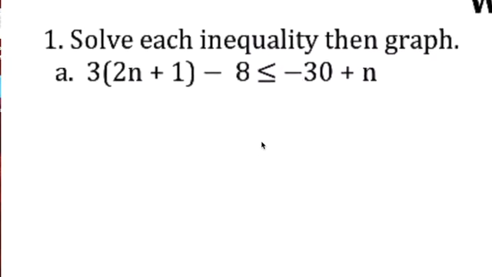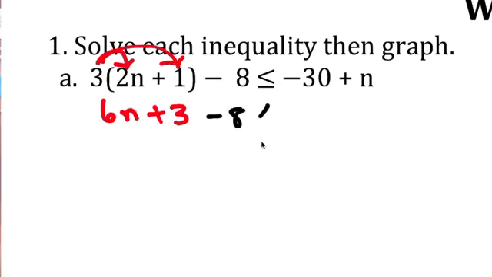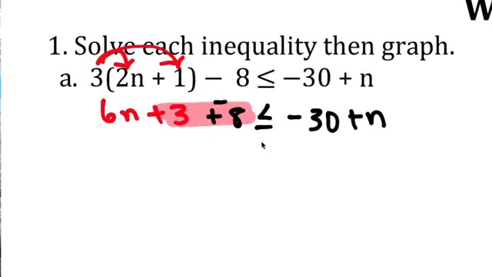Okay. Solve each inequality, then graph. Distribute, you get 6n. Distribute, you get plus 3 minus the 8, less than or equal to negative 30 plus the n. You copy those. Combine these two, you do additive inverse. You subtract because one is a positive, one is a negative.